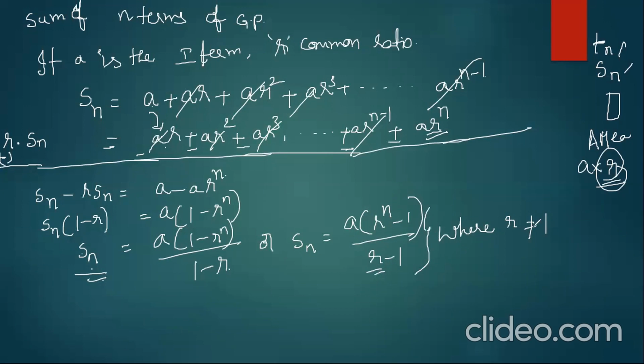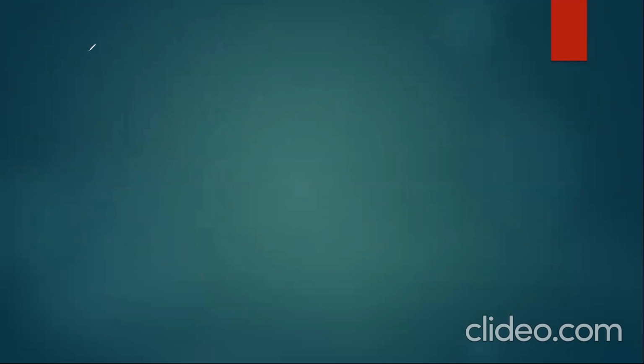So, what we do generally is we go with this one, and we never take the denominator as 0. Understood? So, Sn is equal to A into R to the power of n minus 1 by R minus 1. This is our sum to n terms of a GP. Got it? Let us do one small question related to this.